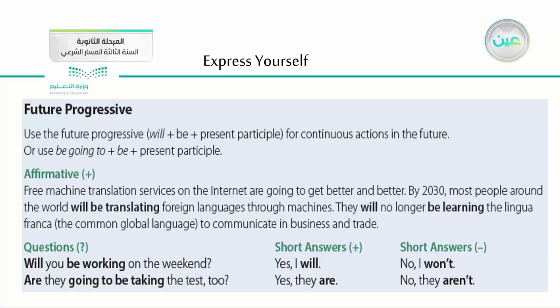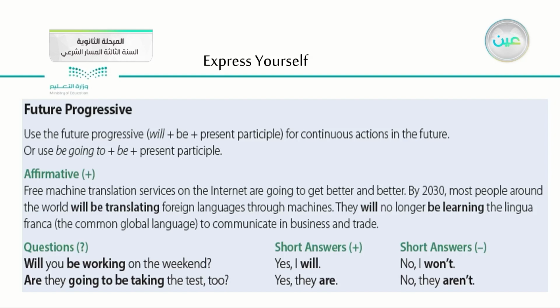If we go over the affirmative, free machine translation services on the internet are going to get better and better. By 2030, most people around the world will be translating foreign languages through machines. They will no longer be learning the lingua franca, the common global language, to communicate in business and trade. So this is the future will, which is progressive, will plus be, and then we have a verb in the ing form. And here we have future going to, which is be plus the verb in the ing form.